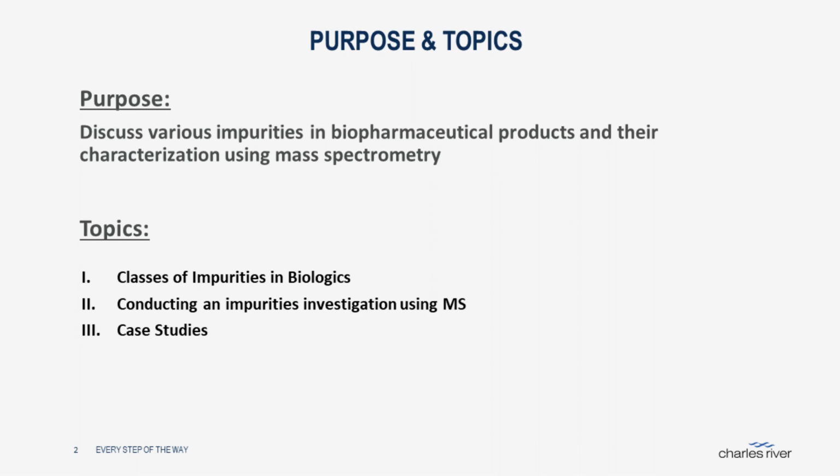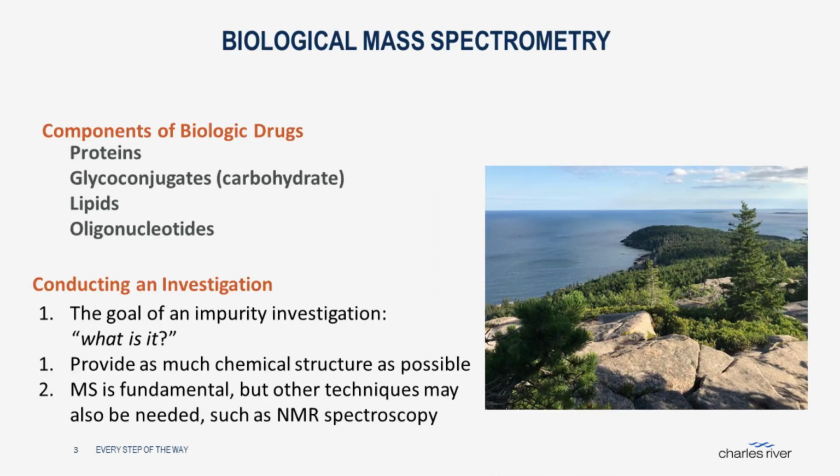So the first slide here, just to go over purpose and topic. The purpose is to discuss various types of impurities that will be found in biopharmaceutical products, as well as how to characterize these using mass spectrometry approaches. Then, I'll discuss the various classes of impurities and how we would go about conducting an impurities investigation. And then, of course, the most interesting part is to actually get into a few case studies.